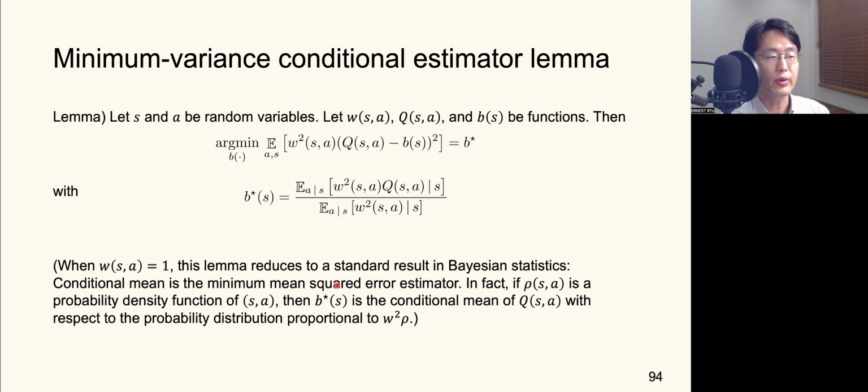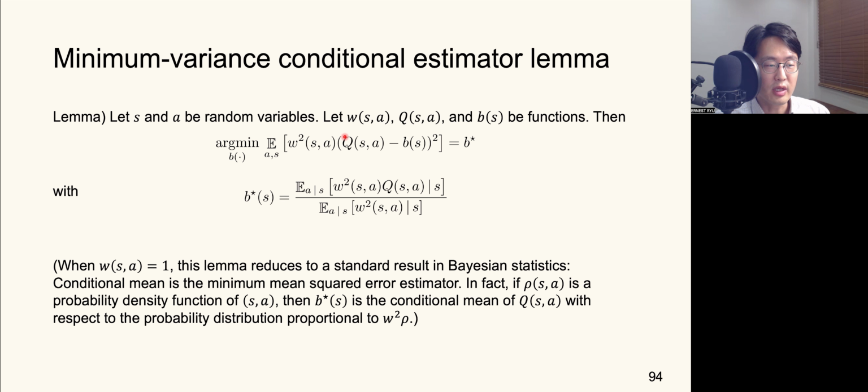Okay, so the Rao-Blackwell theorem justifies the choice of q hat equal to q pi. But what about B? Well, the choice of B, on the other hand, is motivated by this minimum variance conditional estimator lemma. So let's read through the lemma. So here's the statement. Let S and A be random variables, and let W, Q, and B be just whatever function. Now let's consider this expectation of W squared times Q minus B squared.